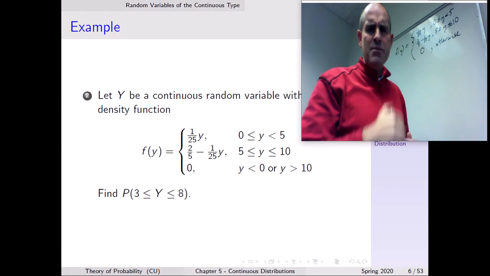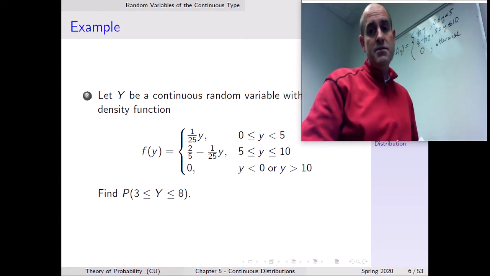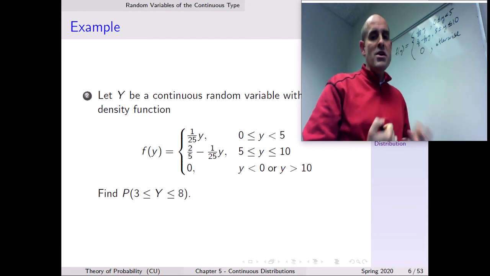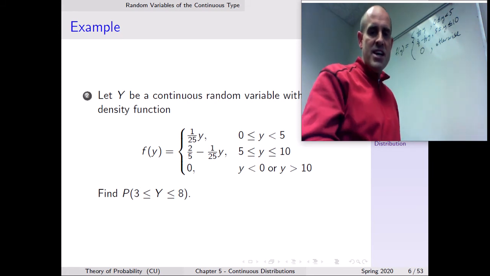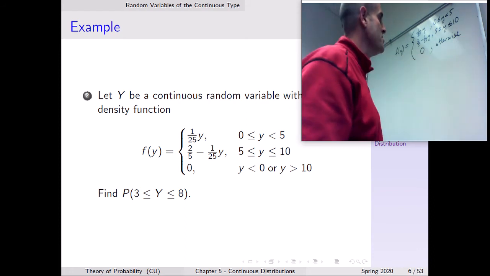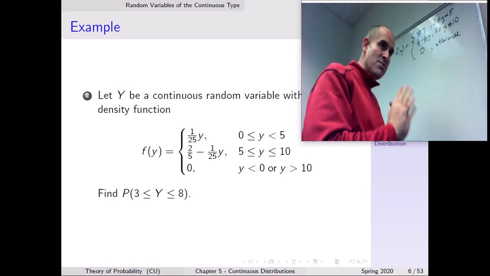Now remember what we said. We said a density had to integrate to 1, and we said that it always needed to be greater than or equal to 0 anywhere. Clearly that's satisfied by the last piece. If it's equal to 0 outside of the interval from 0 to 10, that's fine, right? Equal to or greater than 0 is fine.